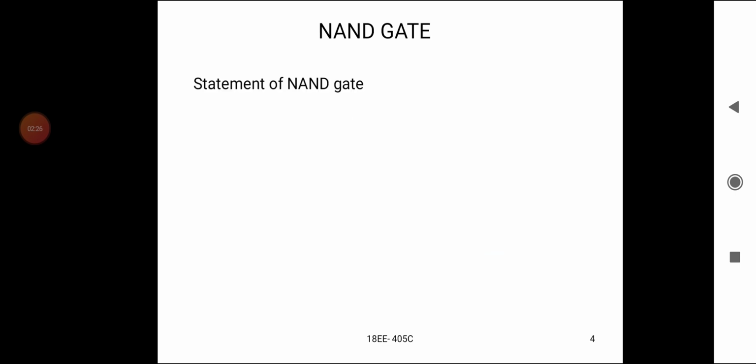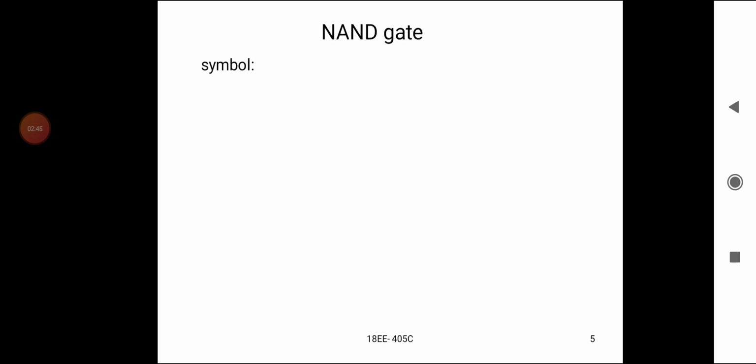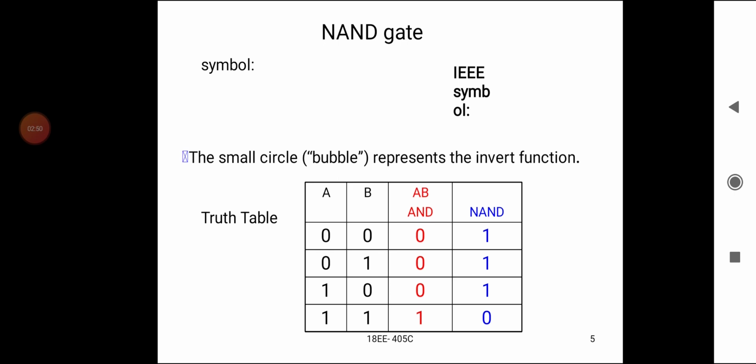Statement of NAND gate: the output is high if any one of the input is low. The output is low when all the inputs are high. The NAND gate symbol is shown in the slide. The small circle, or bubble, represents the invert function. AND with a bubble is the NAND gate.